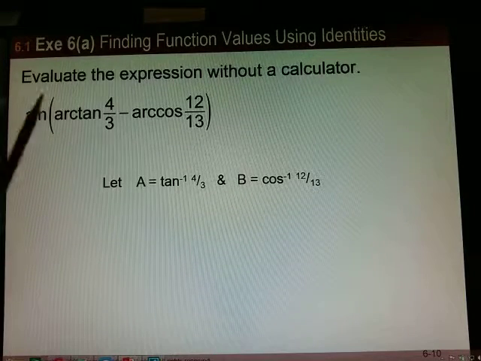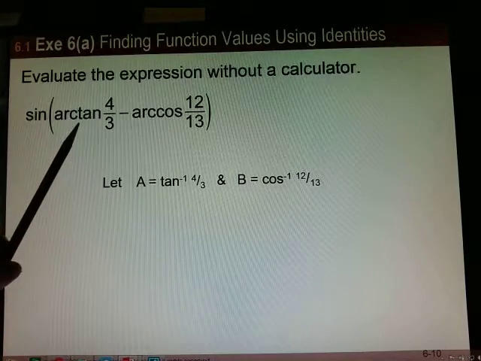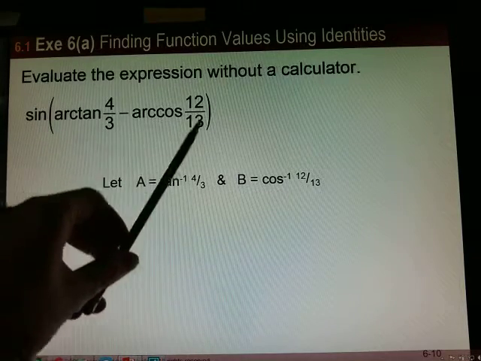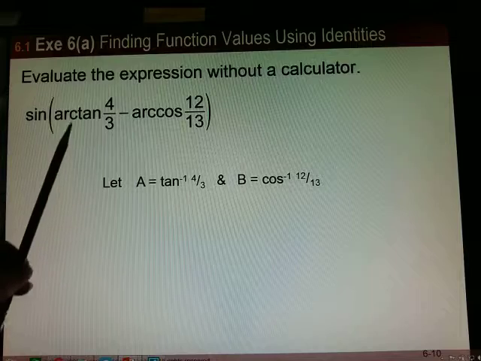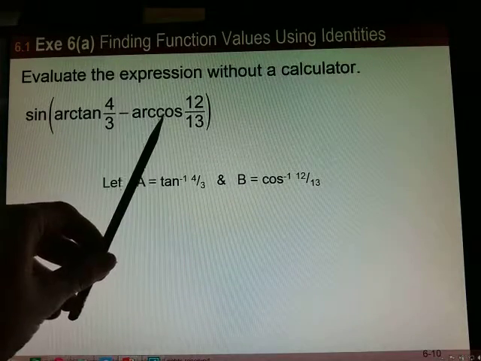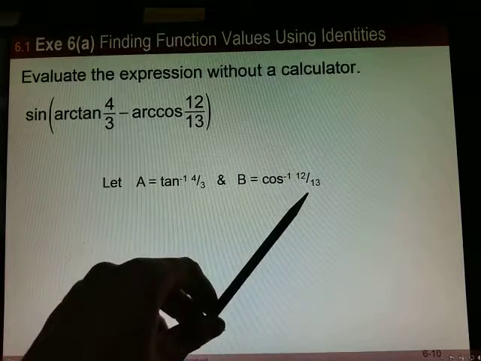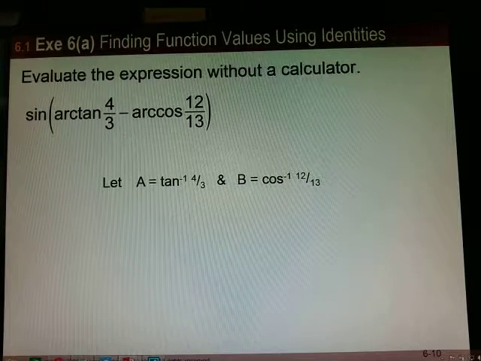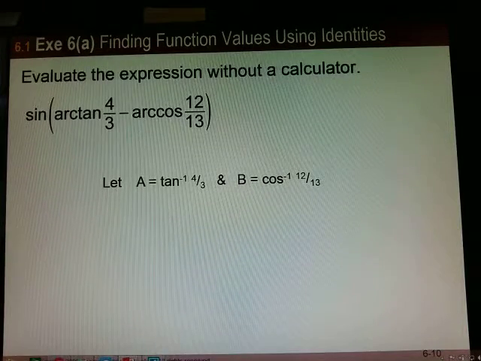So what I'm going to do is call this one right here angle A, and I'm going to let this one be angle B. Now, realizing then that means that angle A is going to be the inverse tangent of 4/3, and my angle B would be the inverse cosine of 12/13. Now, both of these are positive, so that's going to go ahead and keep me in quadrant 1.